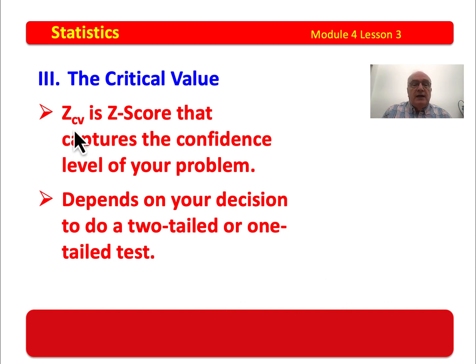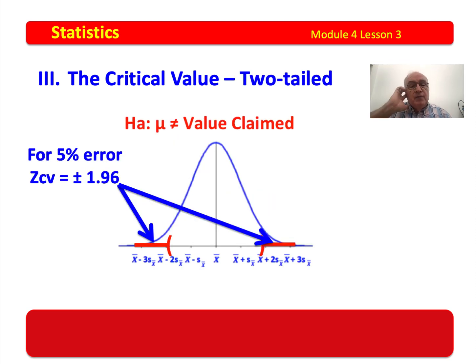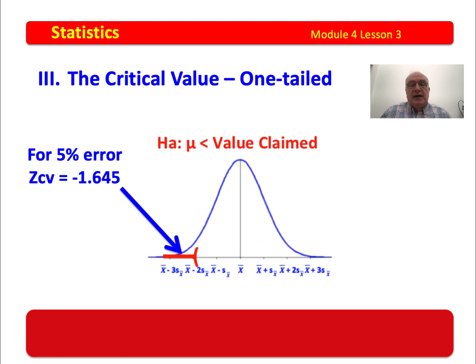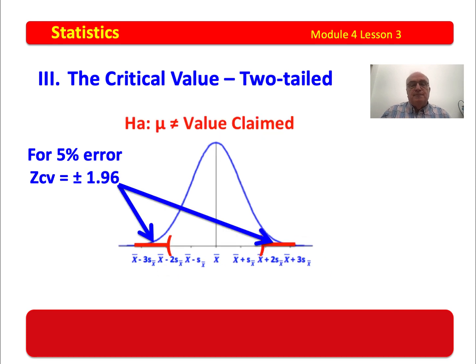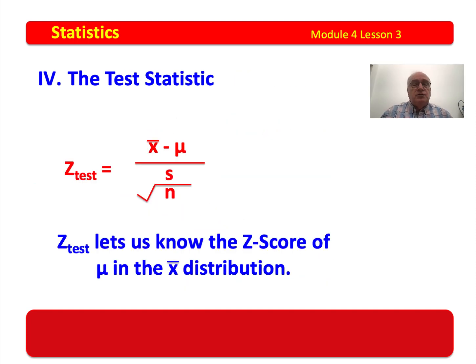The z-critical value depends on your decision to do a two-tailed or a one-tailed test. And the decision to do a two-tailed or one-tailed test is driven by the problem. The critical value, here it is for 95% two-tailed, 95% one-tailed, 95% one-tailed. You see how the picture helps you interpret where the boundary is? If you take shortcuts and you don't draw the picture, then you're going to get lost. Drawing the picture will clarify the problem for you and make it easy to establish your boundaries.